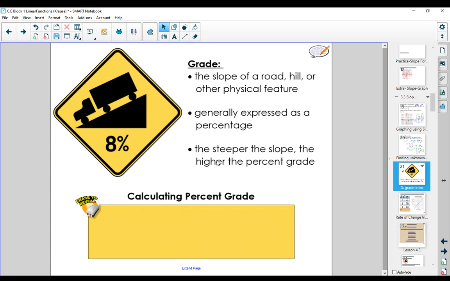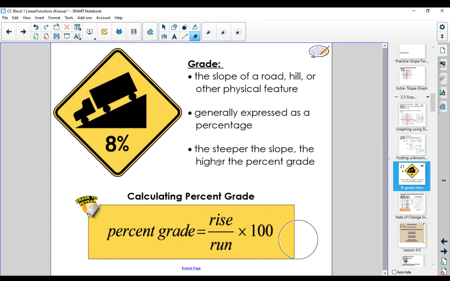Grade and slope are actually the same thing, they're just expressed in different ways. Grade is the slope of a road or a hill or other physical feature. It's generally expressed as a percentage, and the steeper the slope, the higher the percent grade. If you want to find percent grade, it's just slope times 100%, or slope times 100. So rise over run times 100.